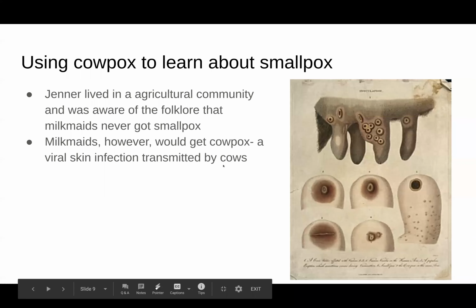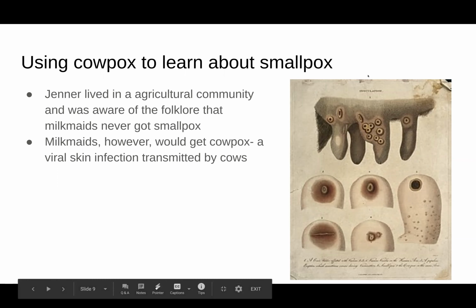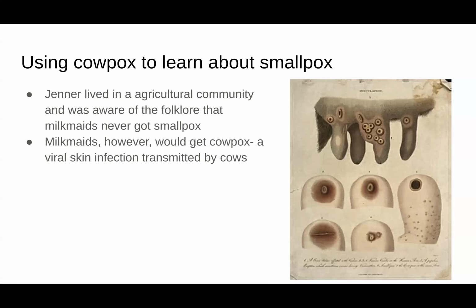And cowpox looks a little bit like this. This is a really old picture from a leaflet, and this is what cowpox looks like. It's basically little pustules that form on the udder of cows. Now, Edward Jenner lived in an agricultural community, and he was aware of this folklore that existed both where he was living and throughout Europe, that milkmaids never got smallpox. What he did know, and what everyone knew, is that milkmaids did get cowpox, which is, again, a cousin of smallpox caused by a virus, but that you get it from cows. And again, it looks very much like this on the cows.